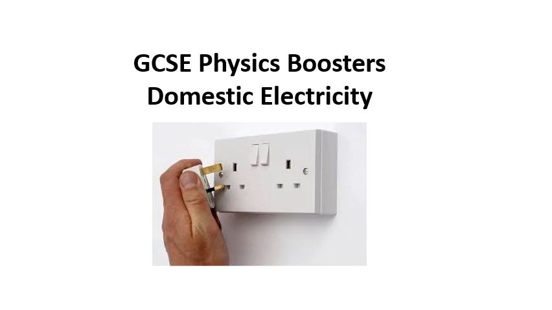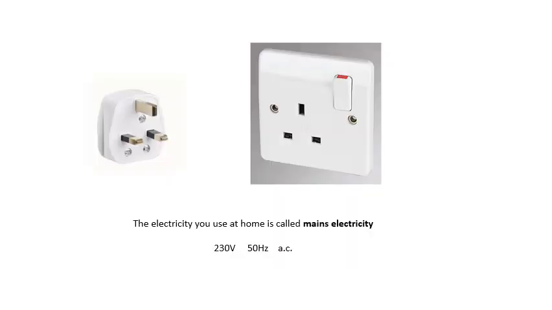GCSE physics boosters, domestic electricity. That's what this is about. Now, the electricity that we use at home is called mains electricity. Okay, we've got 3-pin plugs, we've got 3-pin sockets. This is called mains electricity. Remember, it's about 230 volts. It's actually closer to 240, but anyway, 230 volts, 50 hertz AC.